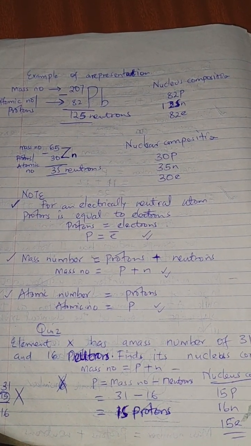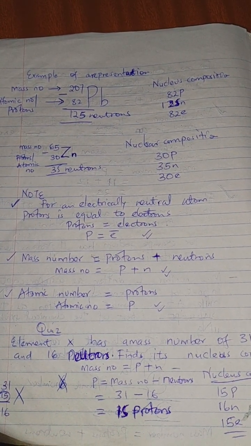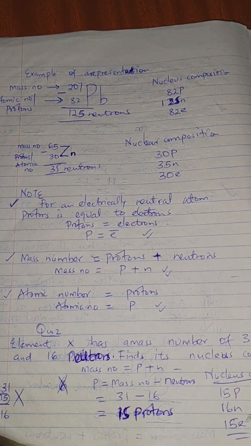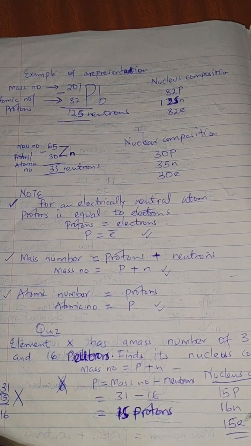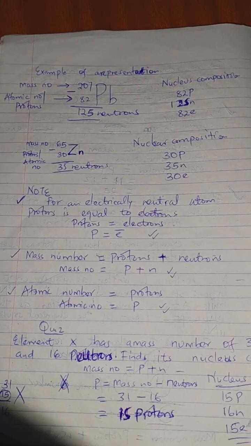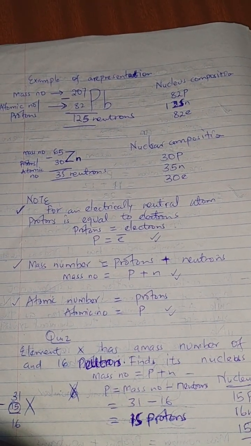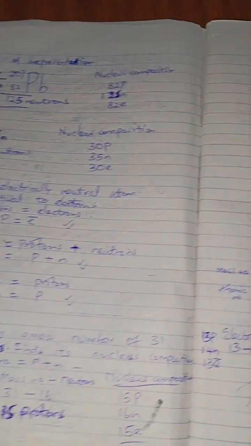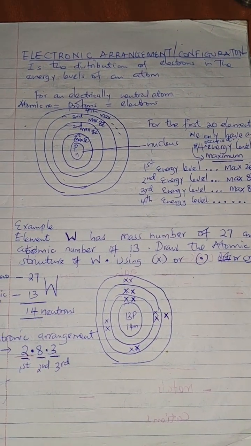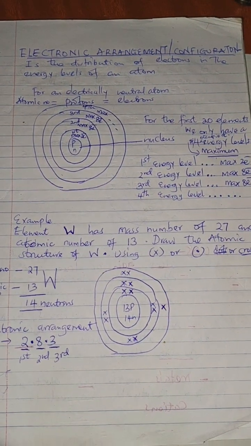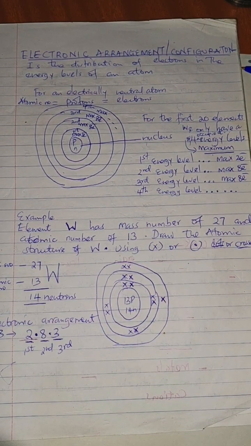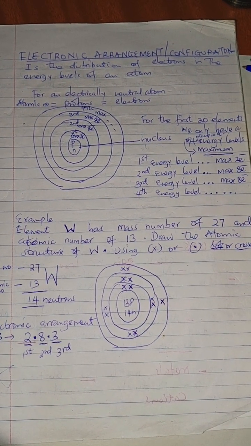That is it for that. So we should know the relationship between protons, neutrons, mass number, electrons, and atomic number. That is the relationship. You must know that. And let's go to now, what is electronic arrangement? Now that we have said protons is equal to electrons for an electrically neutral atom, we want to talk about electronic arrangement. This is very important.